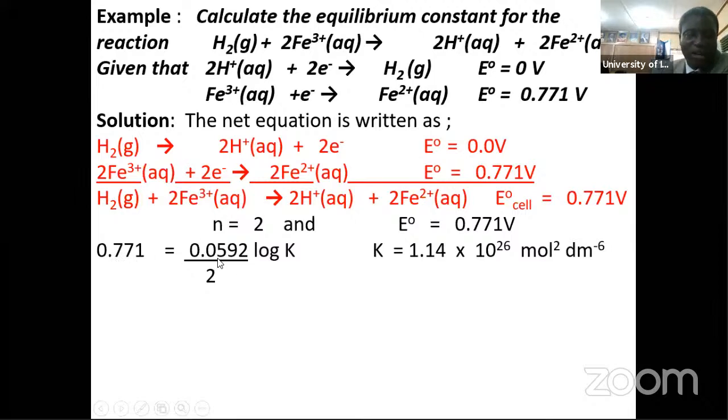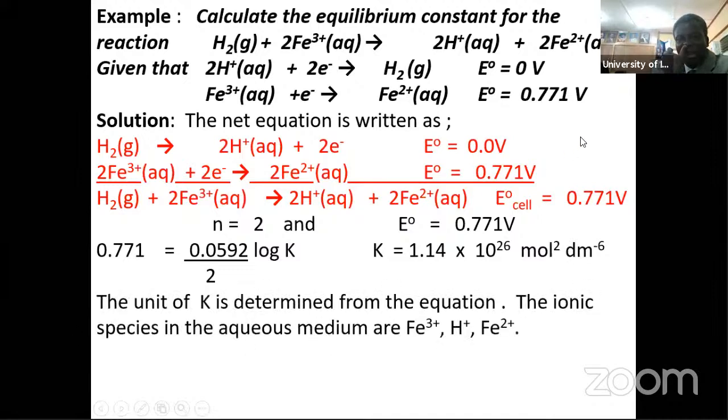0.771 equals 0.0592 over 2 log K. And in that case, your K is equal to 1.14 times 10 raised to power 26. If you look at what you have here, this is mole square per dm cube. The unit is determined from the equilibrium constant.